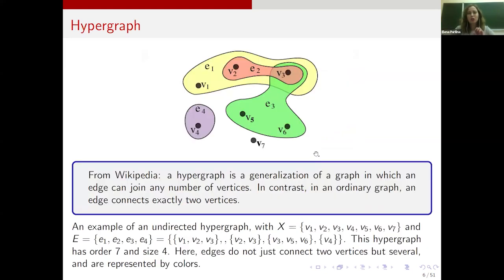Also, I wanted to show this one slide about hypergraph, because hypergraph is also now investigated in many areas as well in game theory.